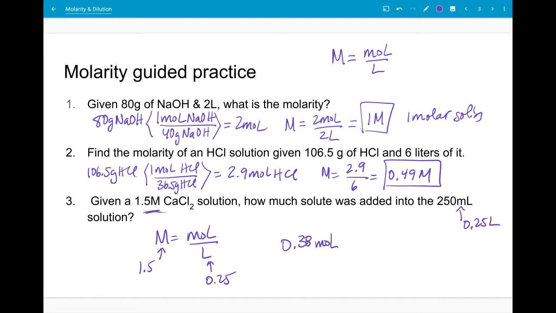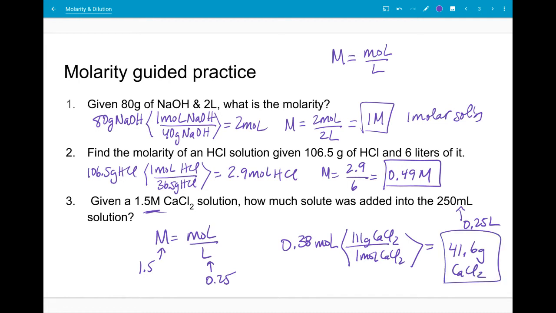And then we know that 1 mole of calcium chloride is equal to 111 grams. So we're going to multiply that out. And so we find that to be 41.6 grams of CaCl2.